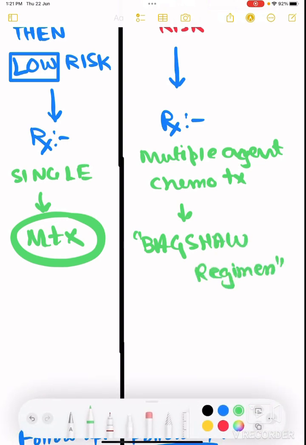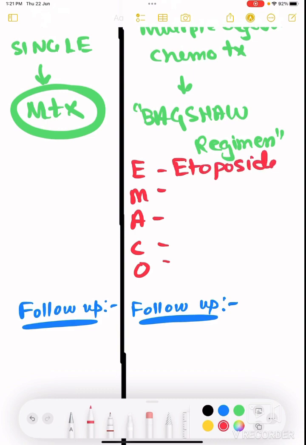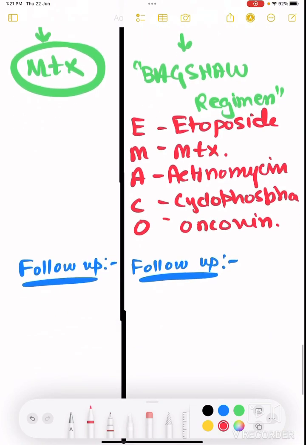So what are the constituents of this Bagshawe regimen? The constituents are EMACO. We can remember it by EMACO. This particular topic I have taken from Marrow, and from where I have studied, so it seems alike. First, E is etoposide, M is methotrexate, A is actinomycin, C is cyclophosphamide, and O is oncovin, right? So these few drugs are given, very important.